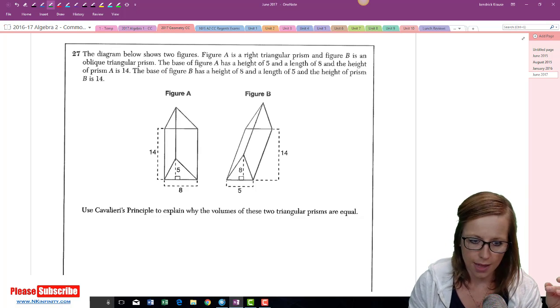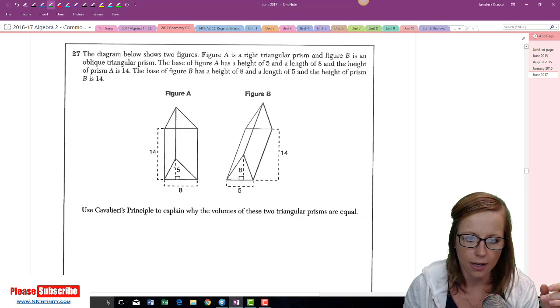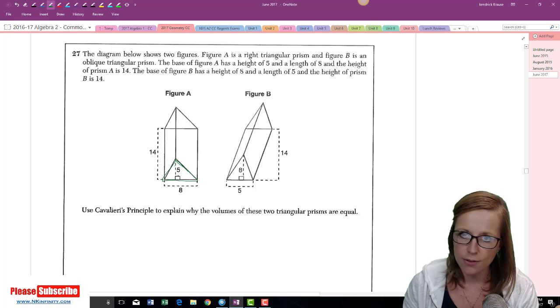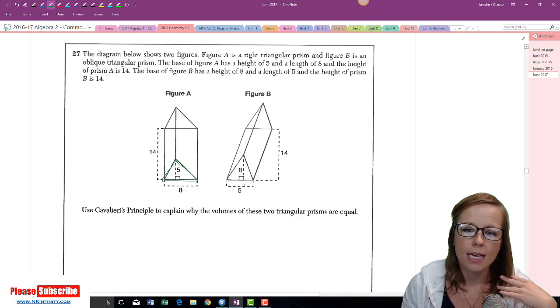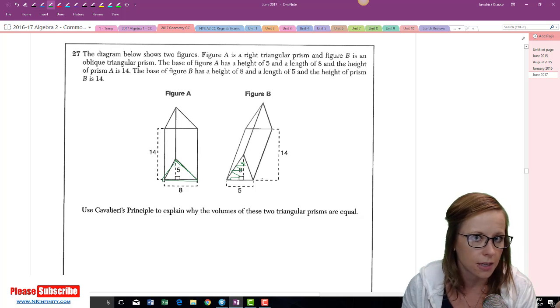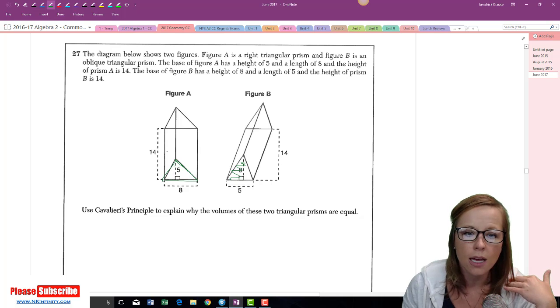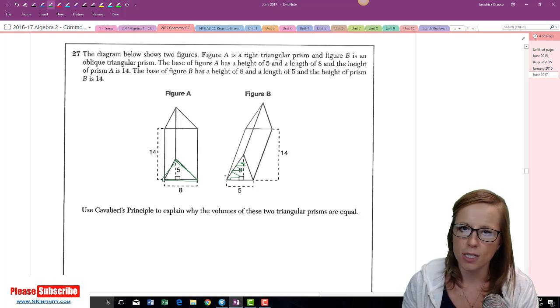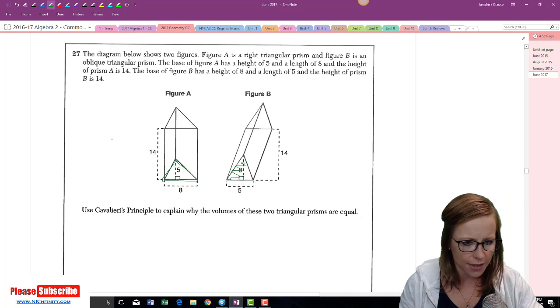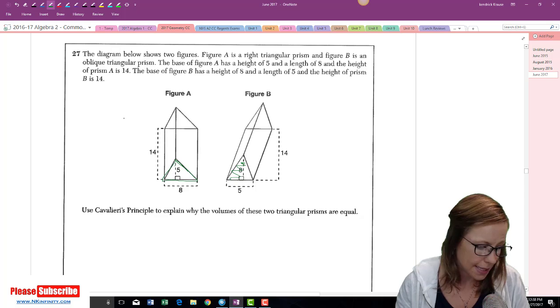So if you look at this flat triangle in figure A, the area of the base of the figure is 8 times 5, which is 40. So that triangle has an area of 20. Same thing here. That triangle, 8 times 5, is still 40. Half of that is still 20. And then the height of the whole figure is still 14. So every cross-section adds up to be a volume.